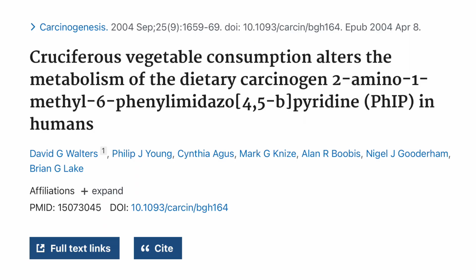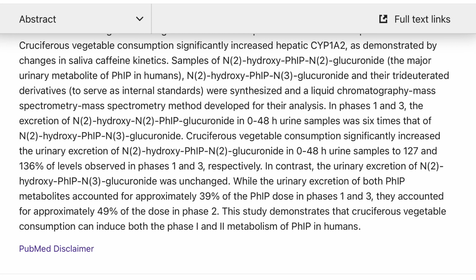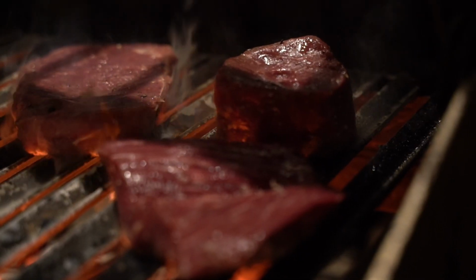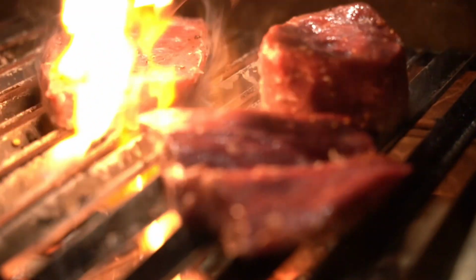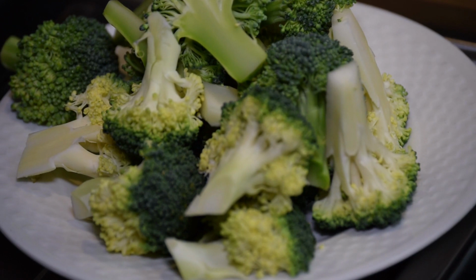In the colorectal cancer risk reduction study, it was shown that consuming 250 grams of Brussels sprouts and broccoli per day can alter the metabolism of carcinogens found in red meat. Red meat consumption is associated with an increased risk of colorectal cancer, while consumption of cruciferous vegetables reduces the risk of cancer. Are you a fan of red meat?